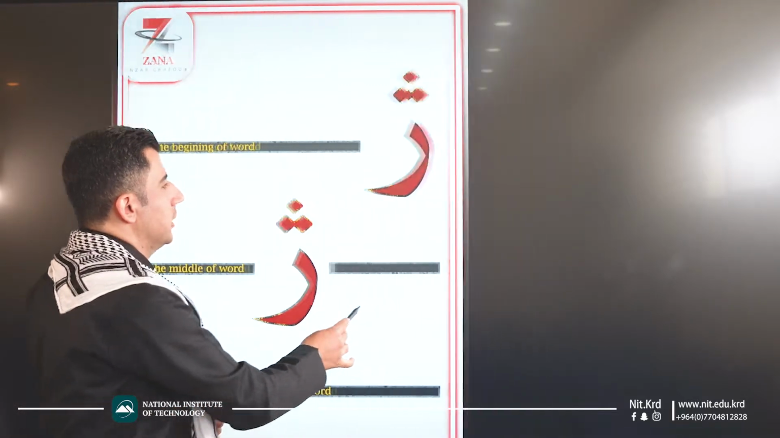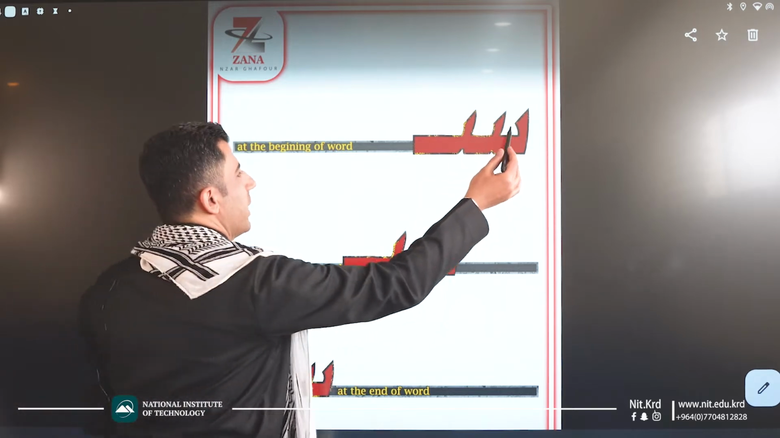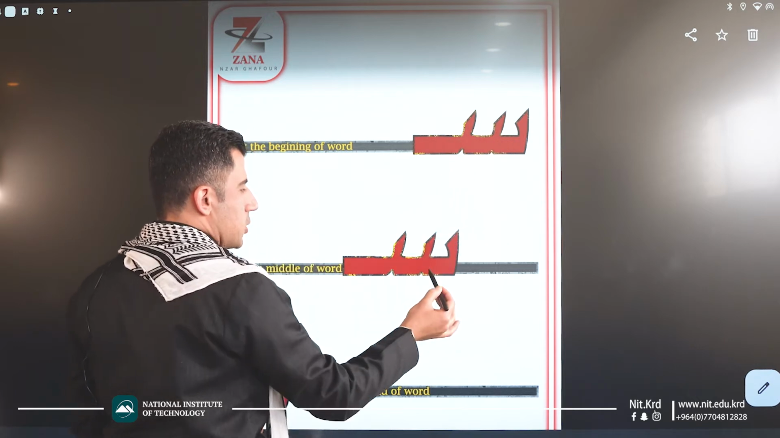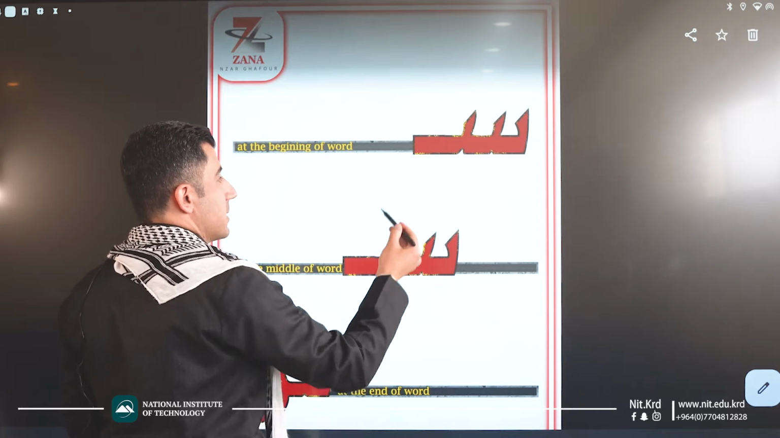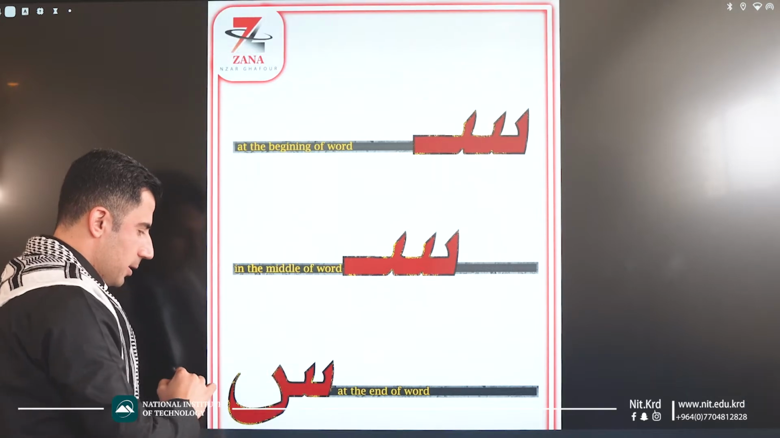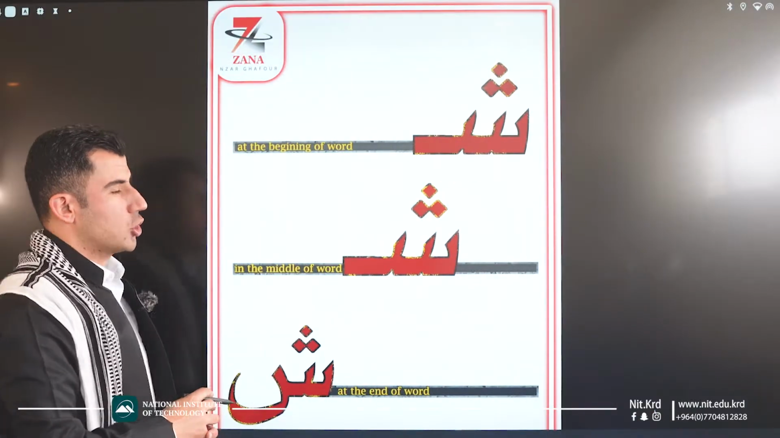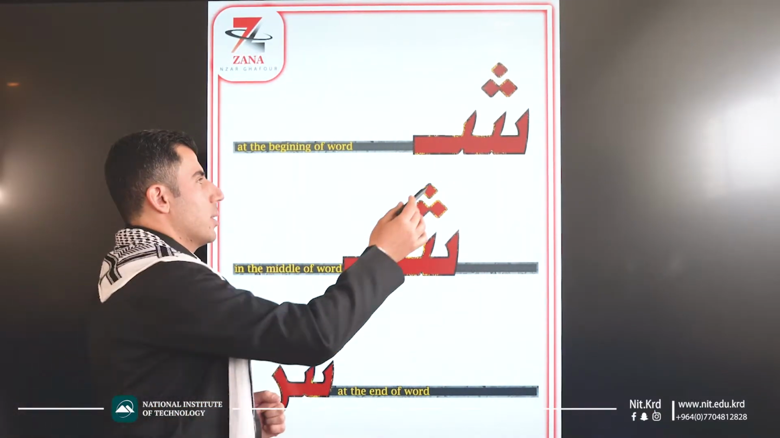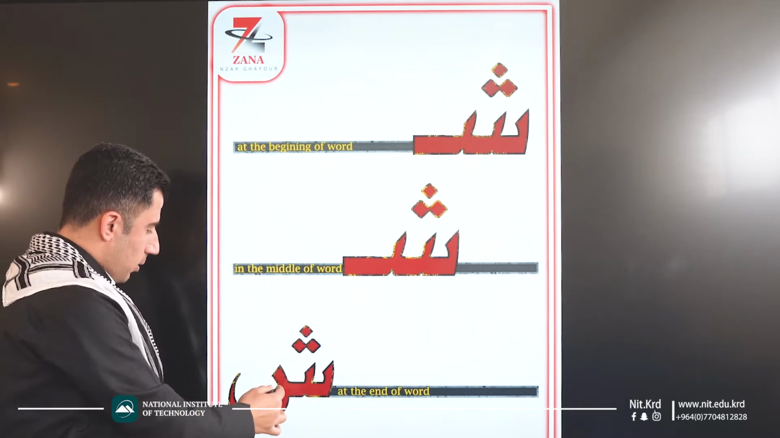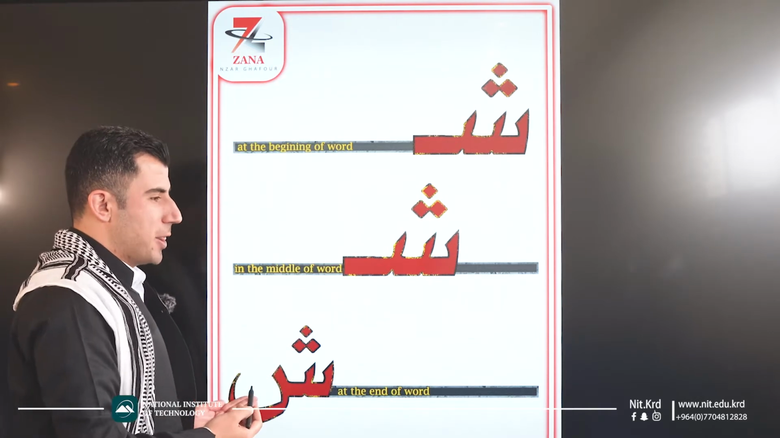Good. After j, we have s. The way of writing s is like this. This is s at the beginning. This one in the middle of the word is the same as that, but at the end we have to close it. S. Good. And after that we have sh. Sh is like s with 3 dots above it. But at the end also again we have to close it. This is sh at the end of the word.